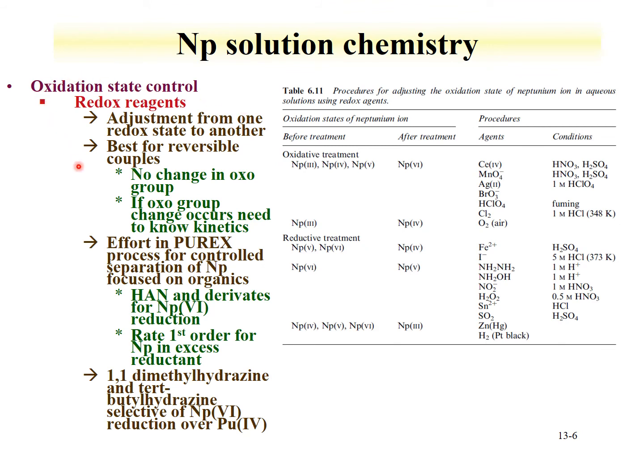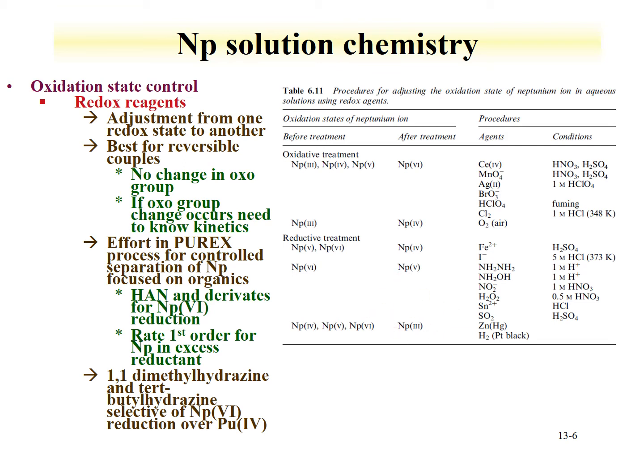So there's importance of understanding the oxidation state in neptunium since it dictates the chemistry. Here are presented some routes for preparing specific oxidation states of neptunium: the 6, the 4, the 5, and the 3.